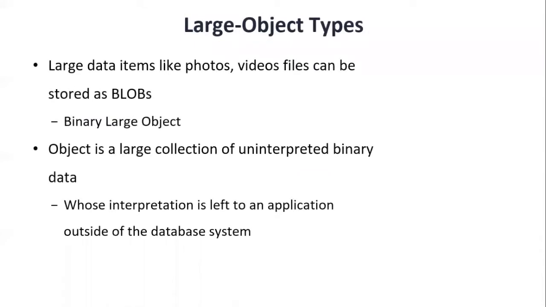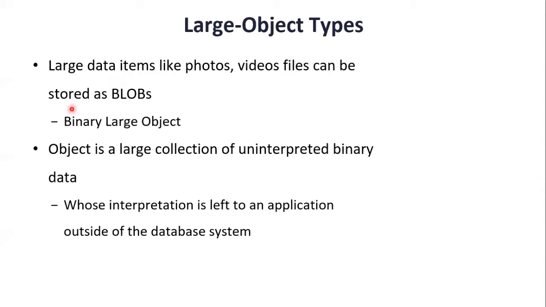Then we will move on to another data type that we have in SQL, that is the large object type. Sometimes we may have occasions where we want to store a large amount of data, like maybe photos, videos, or certain files in the database. So what we have seen so far is basically numbers and strings. So to represent this kind of large data items, SQL has the data type binary large object, and they will be stored as what we call a blob.